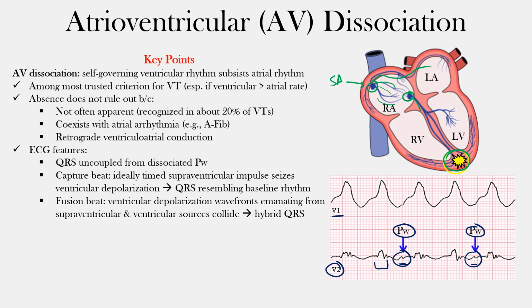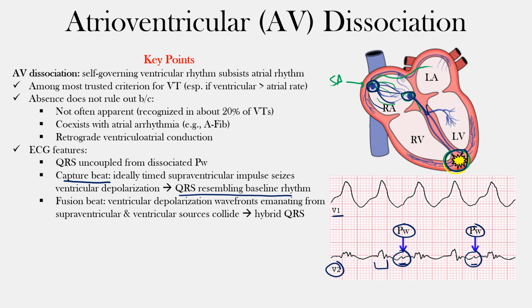At some point, you may have a sinus beat that goes at exactly the right time and captures the ventricles. As a result, if it's able to capture the ventricles, it may appear as what we call a normal QRS complex, resembling the patient's baseline. Okay, so here's a capture beat: an ideally timed supraventricular impulse, coming from above the ventricle, seizing ventricular depolarization in the setting of this ventricular ectopic focus, and resembling a normal or baseline QRS complex on the EKG. That's what we call a capture beat.